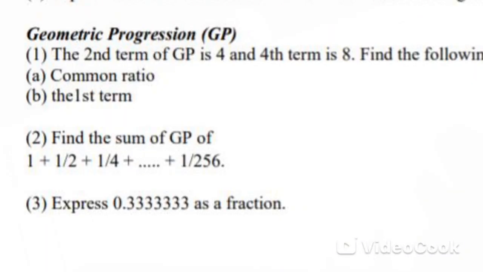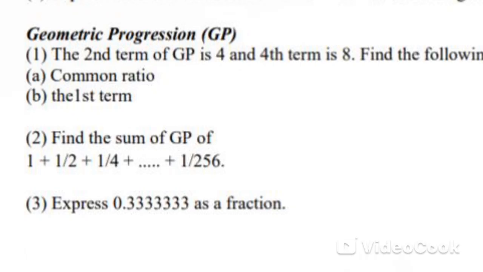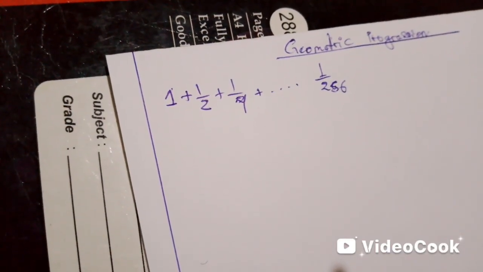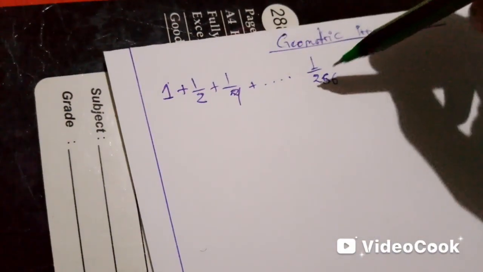Let's go to number 5. Number 5 reads: find the sum of the GP, which is 1 plus half plus quarter plus ... plus 1 over 256. Knowing what we know here, we're finding the sum, so we're finding the sum of all these terms up to the last one.